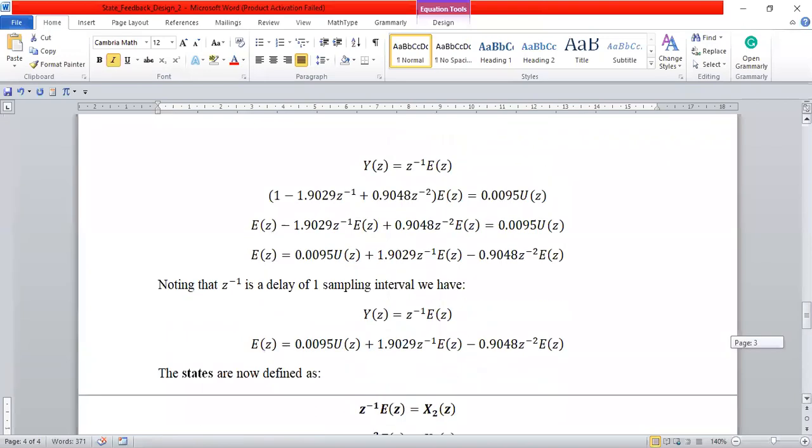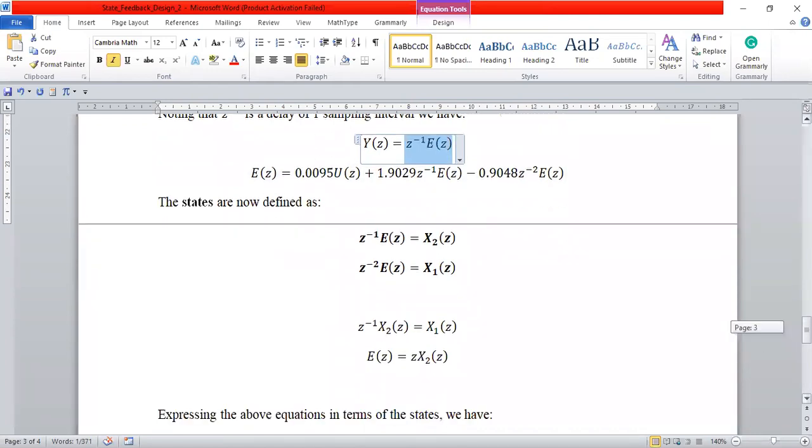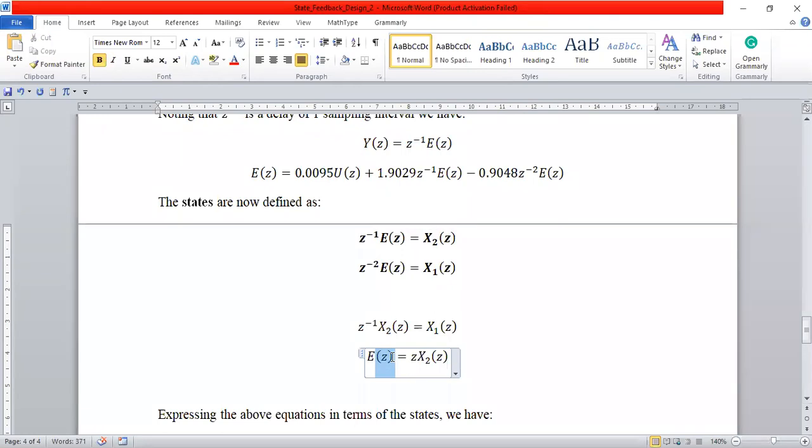Remember, we are just looking at these two equations. We just want to put them in terms of x1 and x2. That's what we are doing. Since you are given this state, you can find the relationship between x1 and x2, and you can find the relationship between E of Z and x2.